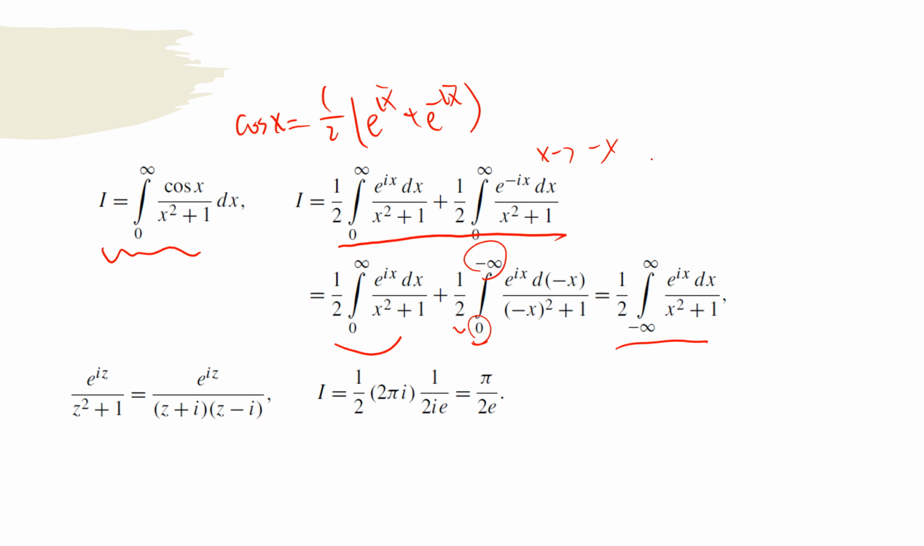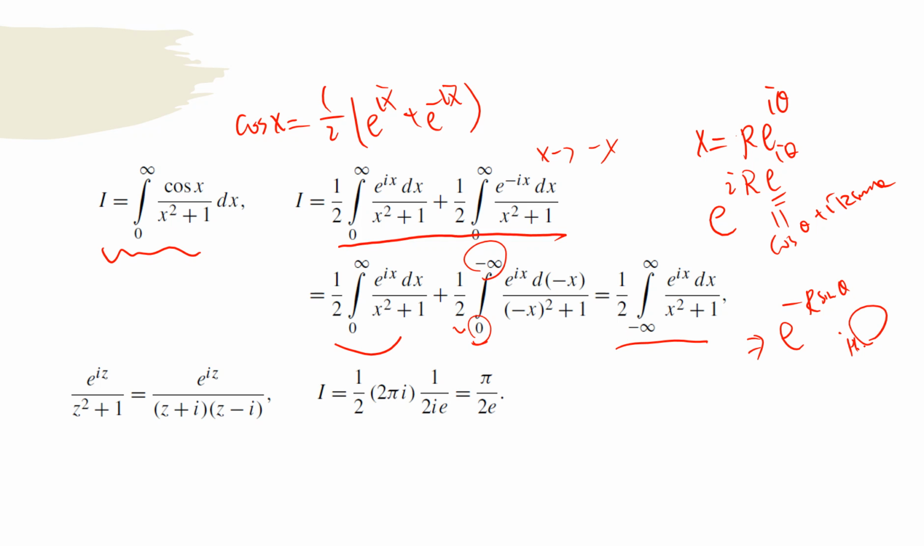Okay, so now one can show that we should take the upper half plane, because when z goes to R exponential i theta, then this exponential will become exponential iR, cosine theta plus i sine theta. If you expand it, then the numerator will become exponential minus R sine theta times some phase. So as R goes to infinity, the numerator will be 0. So we should take the upper half plane. So the final result is basically this.